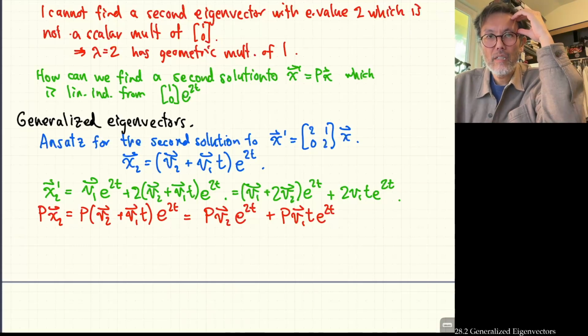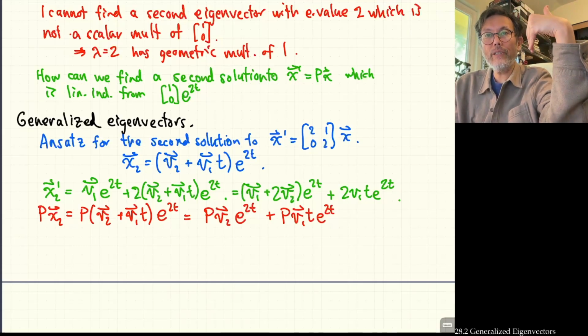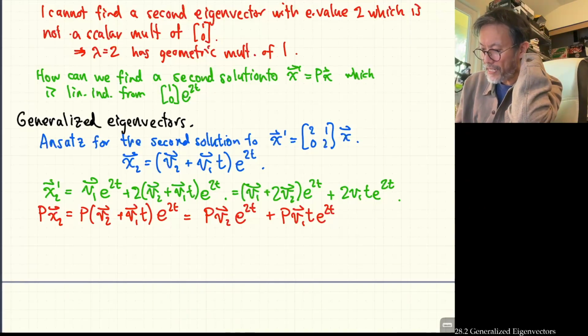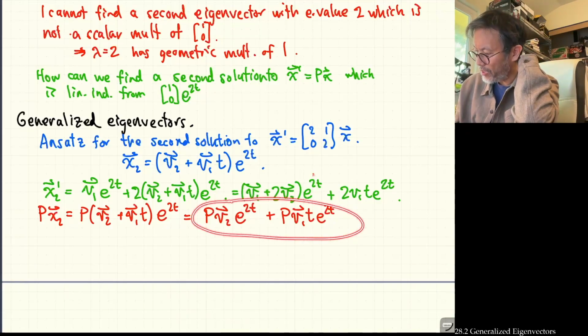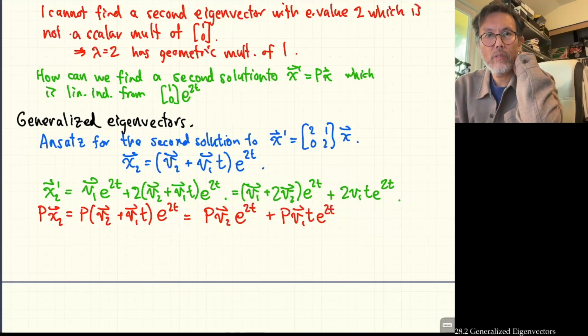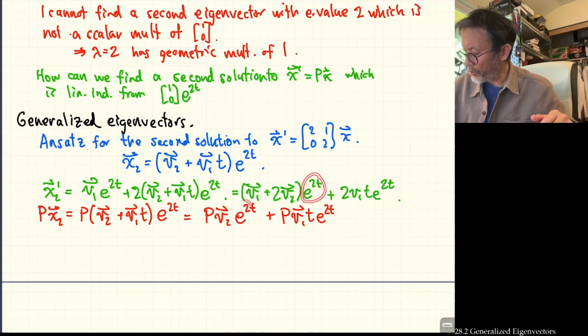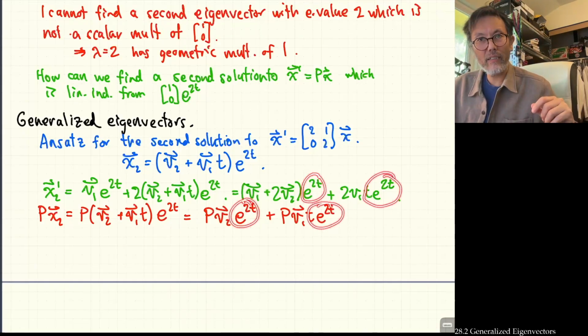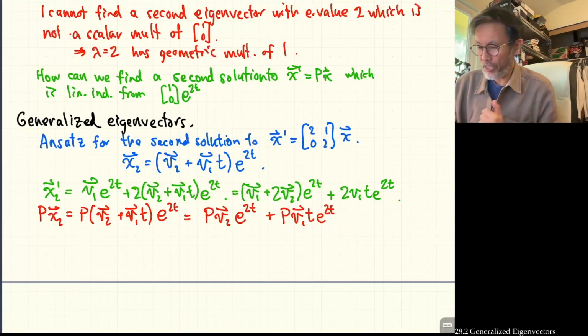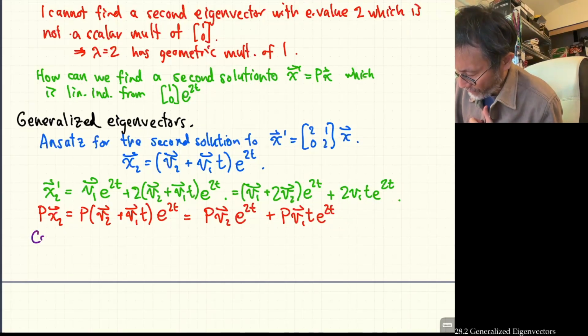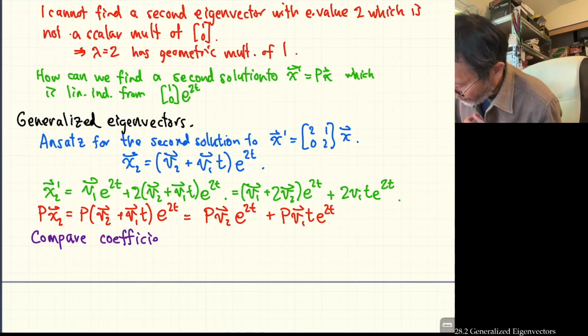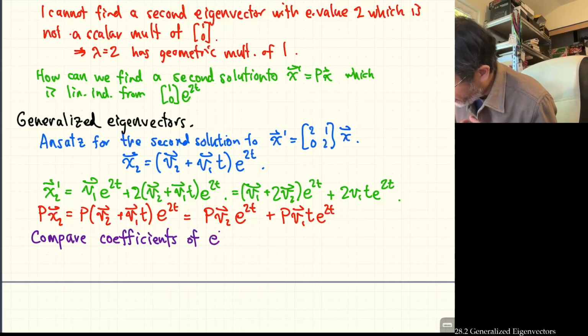Now, what I know is that in order for this ansatz to be a solution, I need this red thing right here to be equal to this green thing. So what I'm going to do is compare coefficients. Compare the coefficients of e to the 2t in each of these sides, and compare the coefficients of t e to the 2t on each side. And this is going to give me a pair of equations. What are those equations? So compare coefficients of e to the 2t and t e to the 2t.